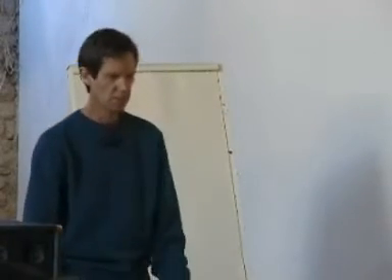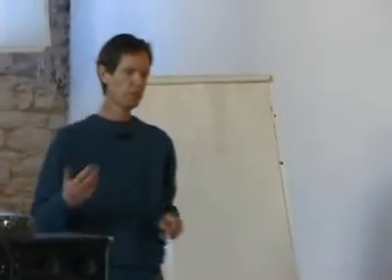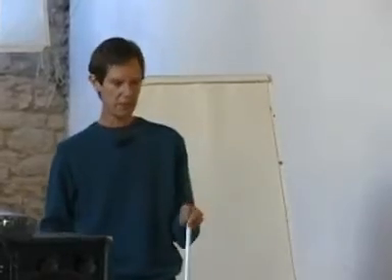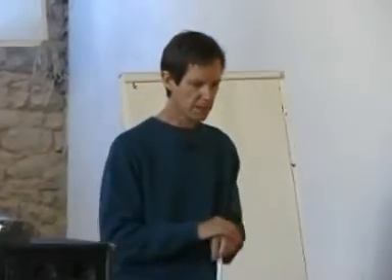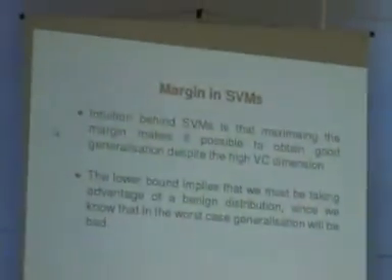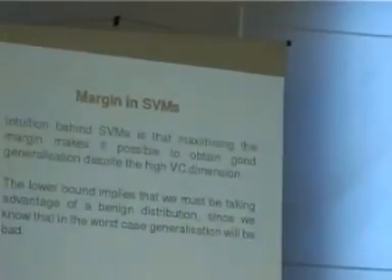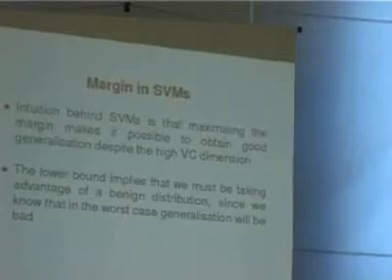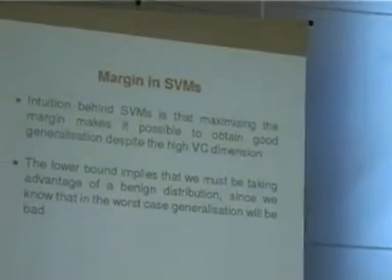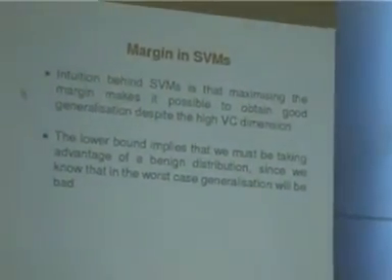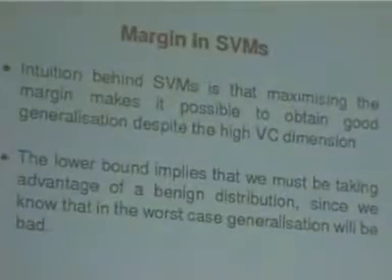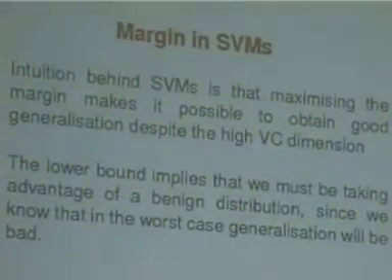And the intuition behind SVMs: they weren't invented just arbitrarily. There was a very clear intuition that maximizing the margin would make it possible to obtain good generalization despite a high VC dimension. The phrase effective VC dimension was thrown around, but it was imprecise. There was no precise definition of what that meant at the time. Now clearly, how are we getting around this lower bound? We've got a lower bound: can't do better than the VC dimension.